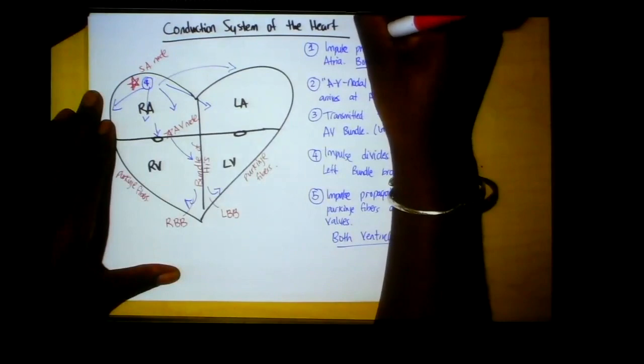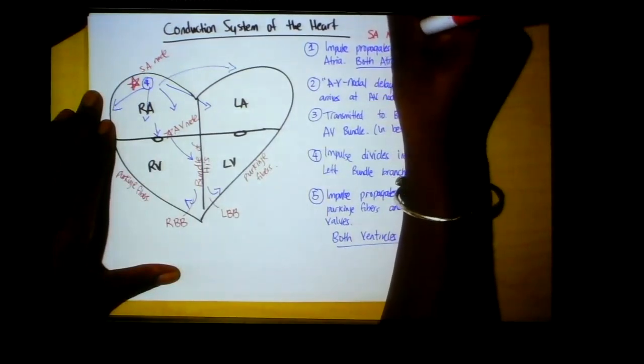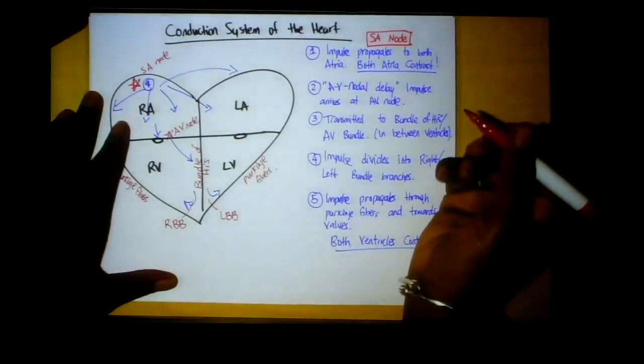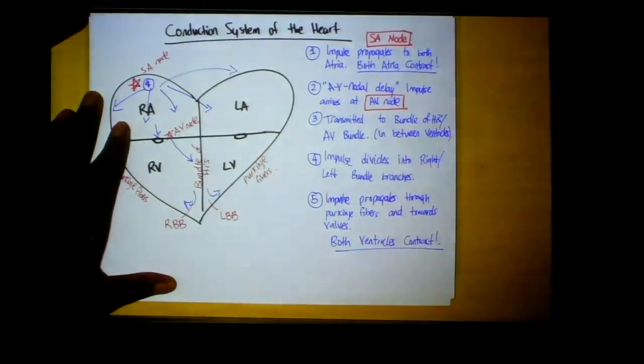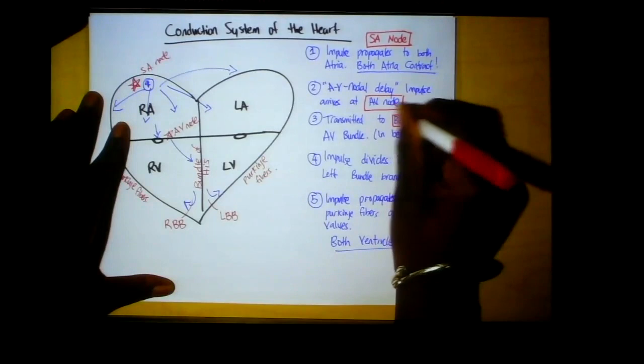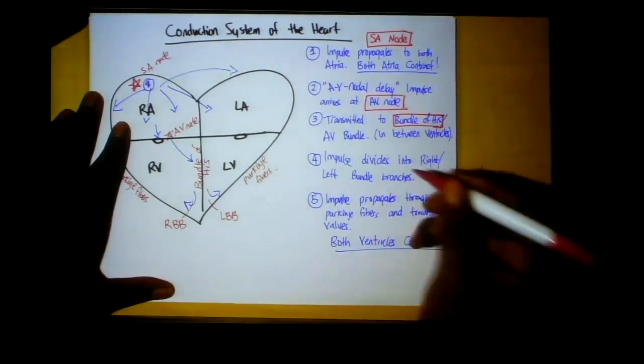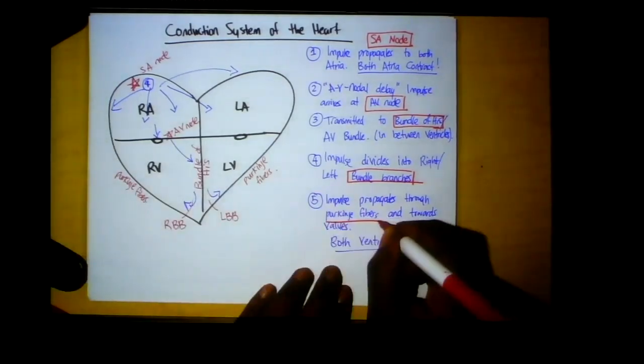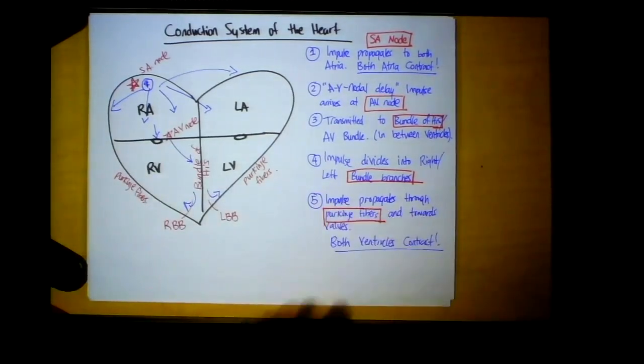Right, so we started with the SA node. Then we move to the AV node. Then we go to the bundle of His. Then we go to our bundle branches, right and left. Then we go to our Purkinje fibers. Then the ventricles contract. So both atria contract fully, then both ventricles contract fully.